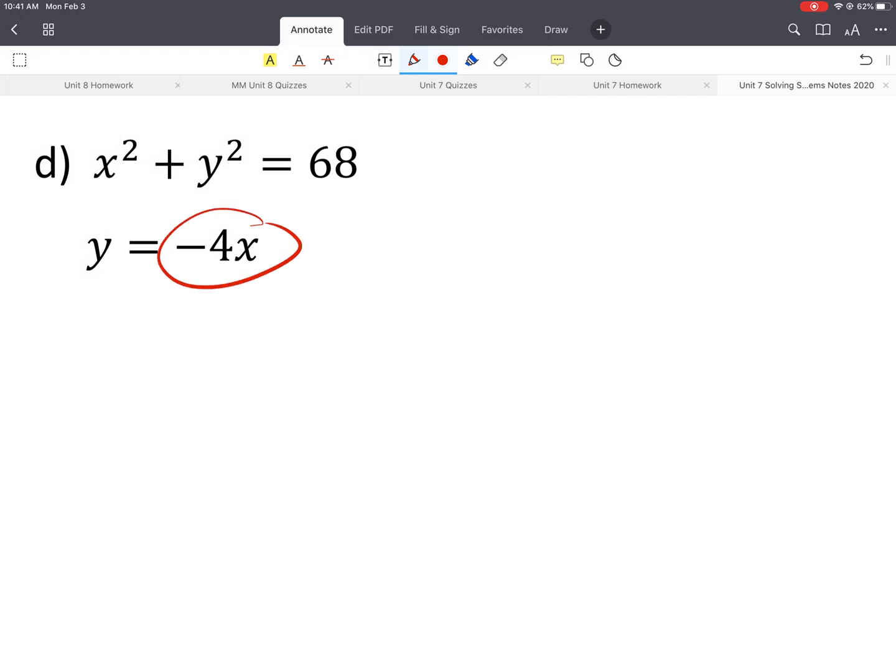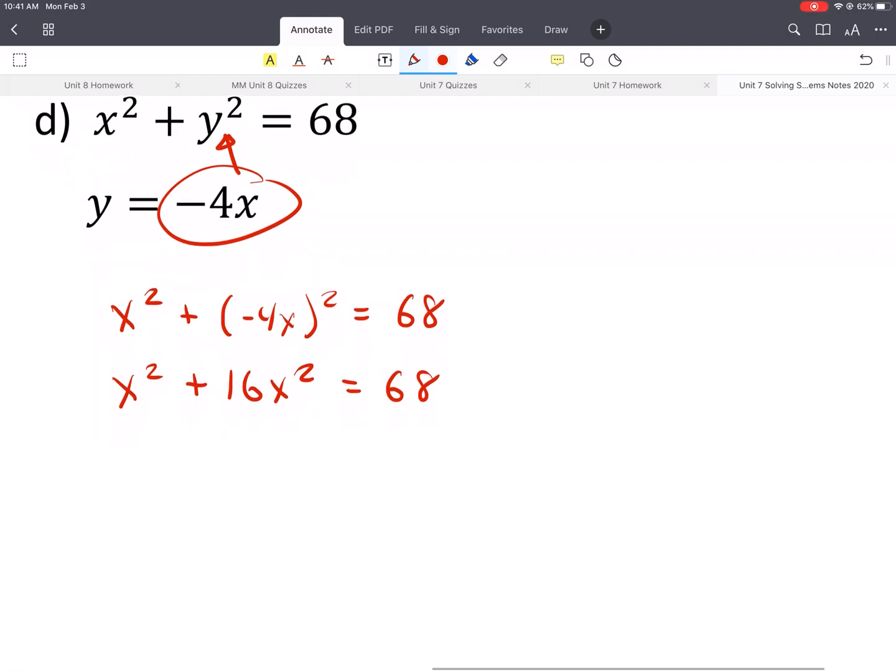Okay, so it's already solved for y. We're going to plug that in. So we'll do x squared plus (negative 4x) squared is equal to 68. That gives us x squared plus, negative 4 squared is 16, x squared is equal to 68. That gives us 17x squared is equal to 68. And then divide both sides by 17. 68 divided by 17 is 4. So x squared is equal to 4.